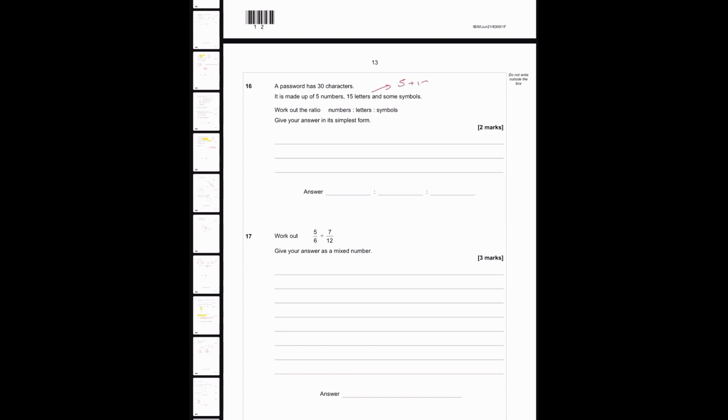That means that the remaining characters must be our symbols. If we add our letters and numbers together, we get 20. Taking 20 away from 30 gives us 10. That means we have 10 symbols. We can then write this out as a ratio, 5 to 15 to 10.